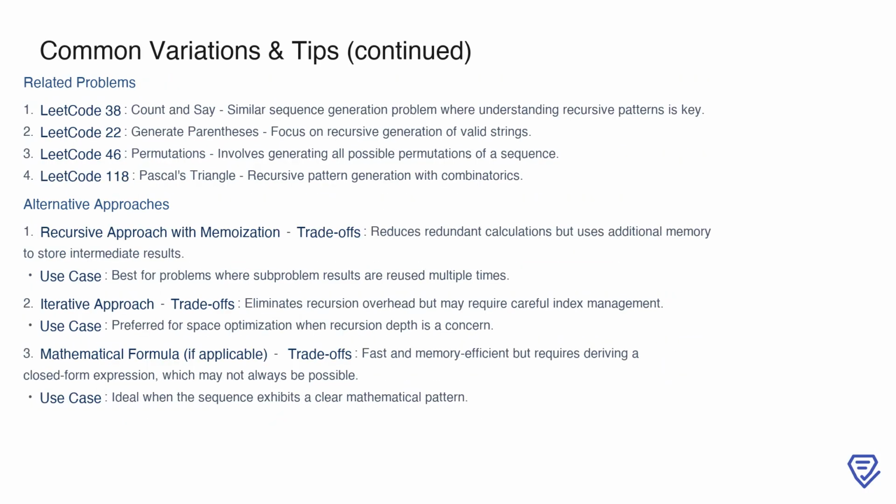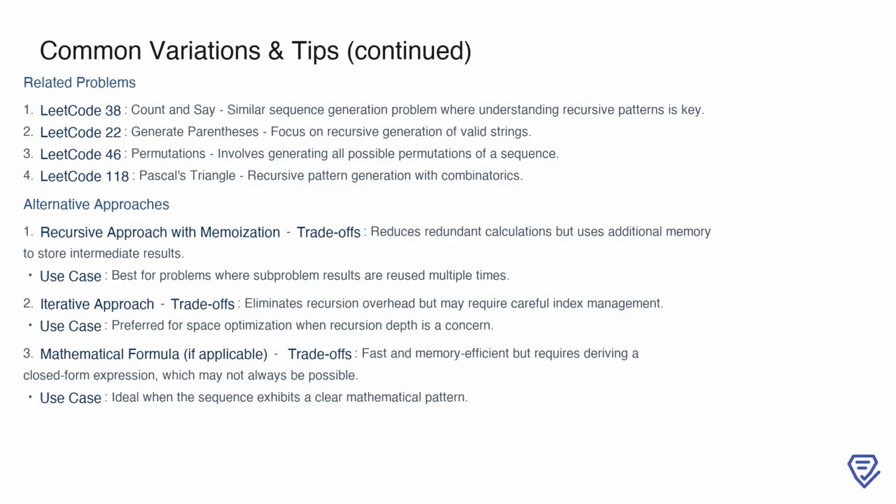To further enhance your understanding, you can explore related problems. For example, LeetCode 38, Count and Say, involves a similar sequence generation problem where recursive patterns are key. LeetCode 22, Generate Parentheses, focuses on recursive generation of valid strings, while LeetCode 46, Permutations, deals with generating all possible permutations of a sequence. LeetCode 118, Pascal's Triangle, is another example that combines recursive pattern generation with combinatorics.